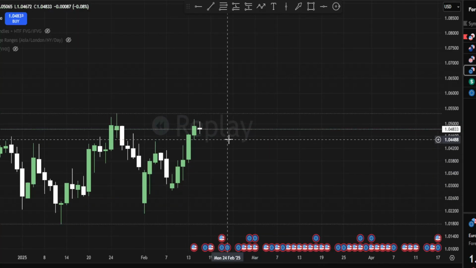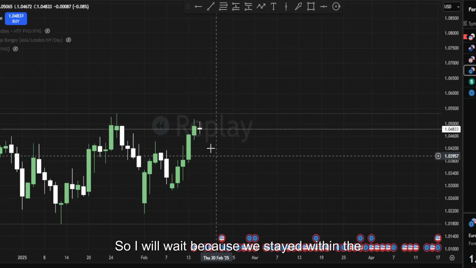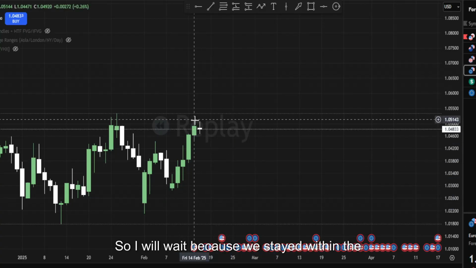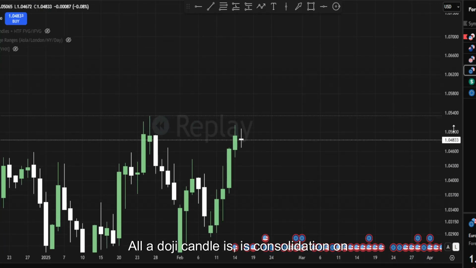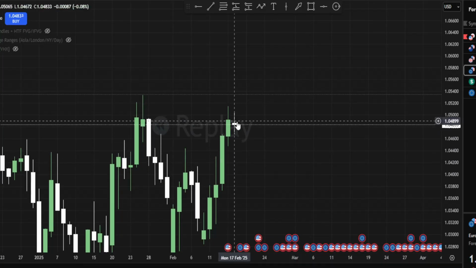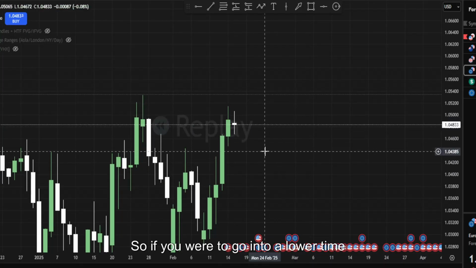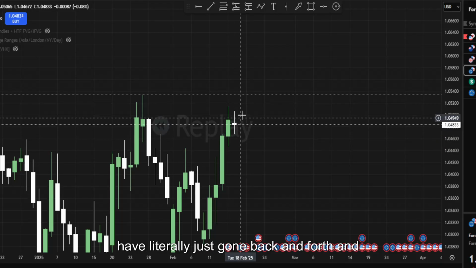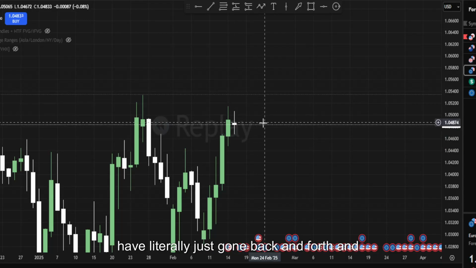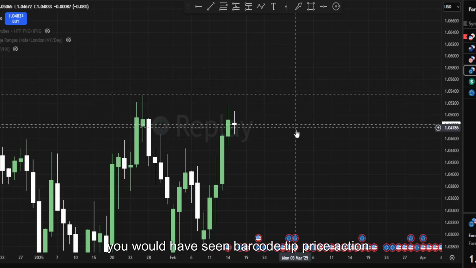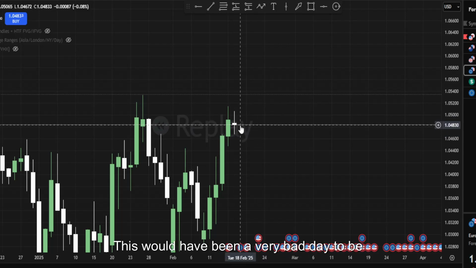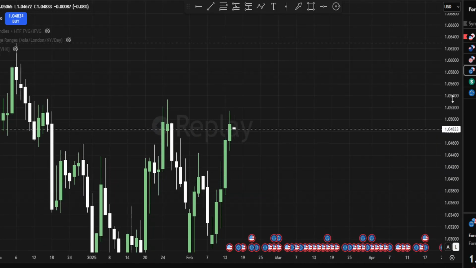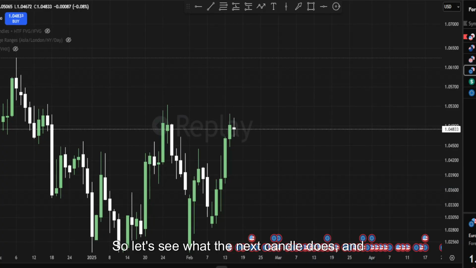And we get a bearish doji. So I will wait because we stayed within the previous day's range. All a doji candle is consolidation on a lower time frame. So if you were to go into a lower time frame, the 5-minute chart, you would have literally just gone back and forth and you would have seen barcode tip price action for that entirety of the day. This would have been a very bad day to be trading. So let's see what the next candle does.